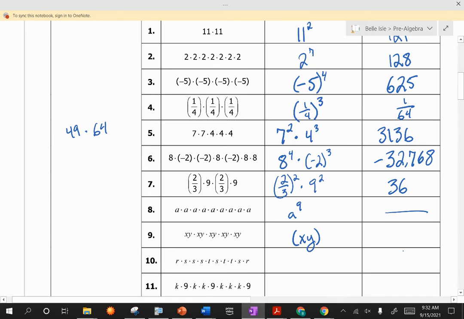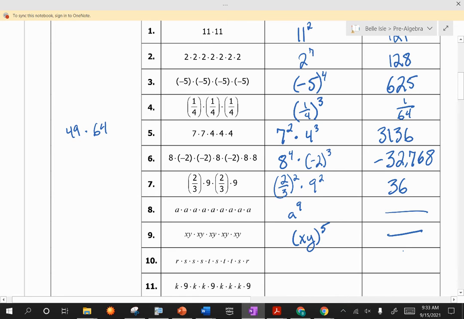Parentheses. Okay? Because again, if you write it x, y to the fifth, you're only doing y to the fifth. If you want to do xy to the fifth, you've got to add in those parentheses so that it includes both. Anything to put over here in the value? No. Okay?